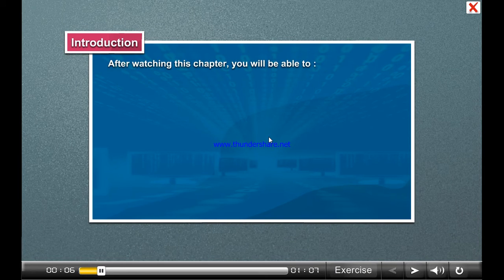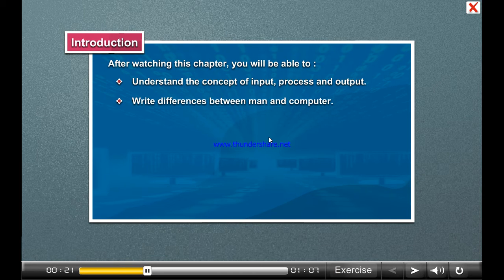Introduction. Children, after watching this chapter, you will be able to understand the concept of input, process, and output, and write differences between man and computer.